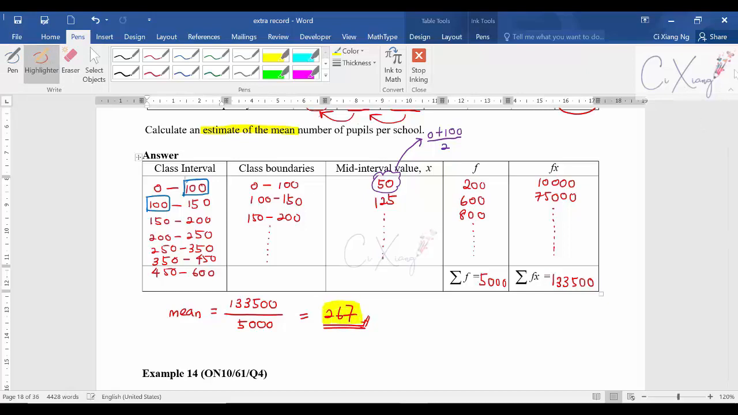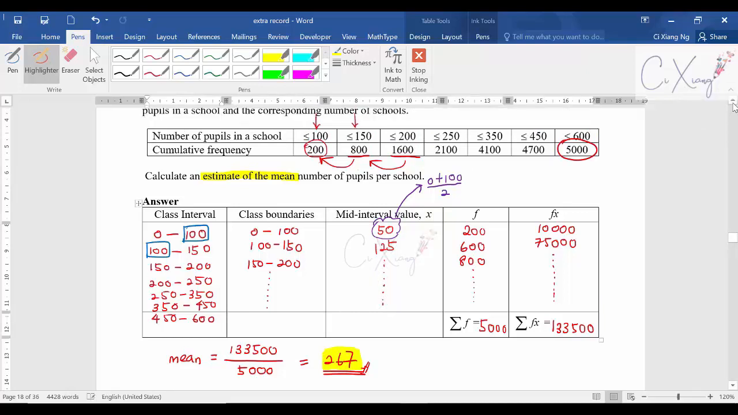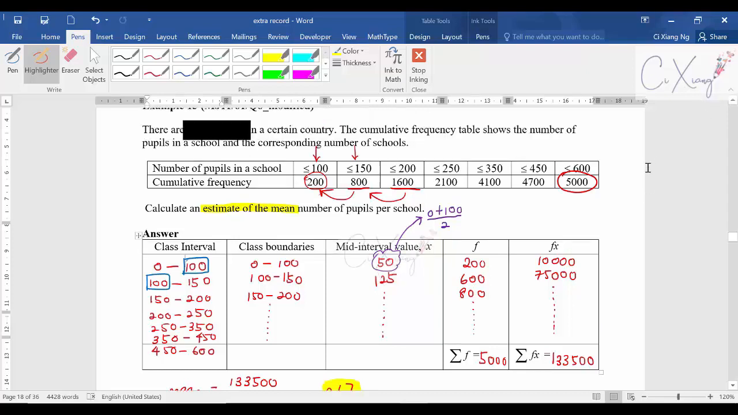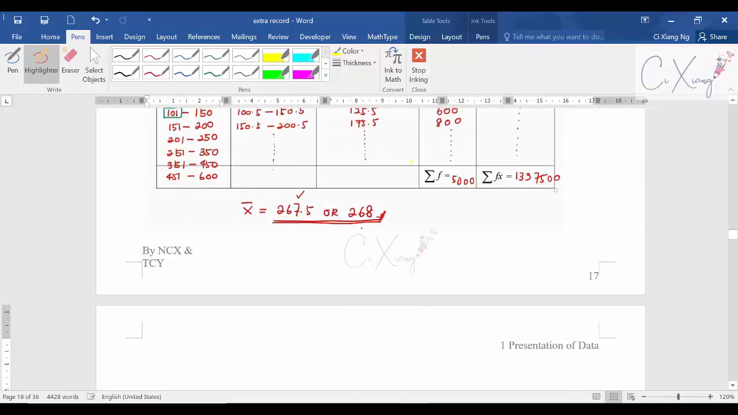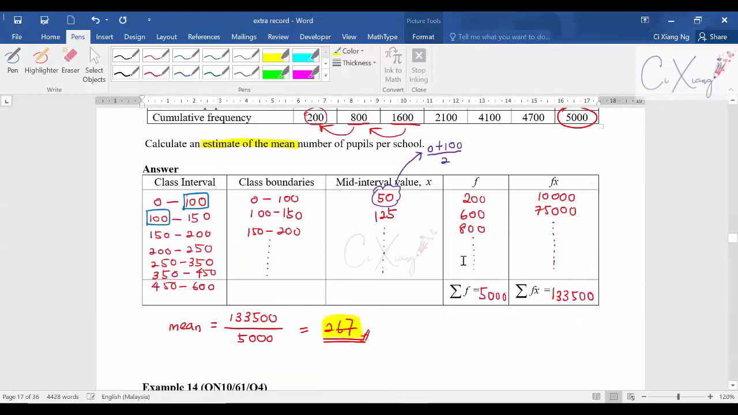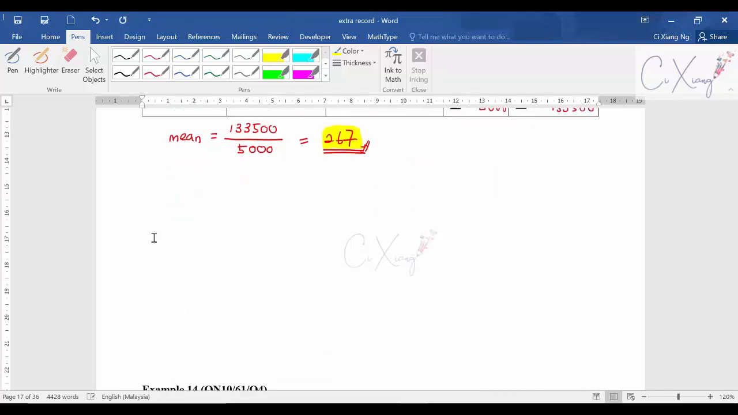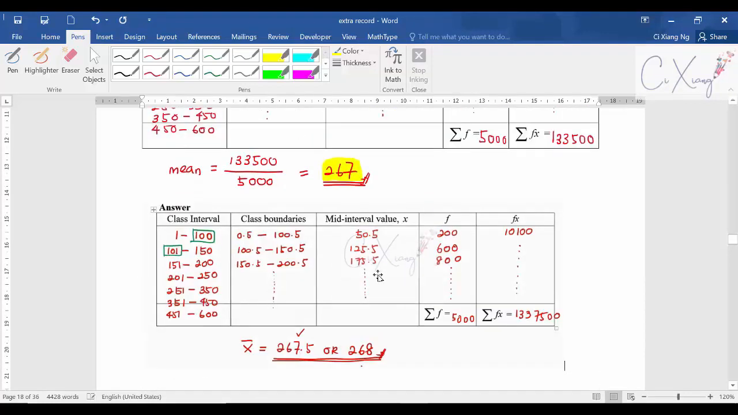All right, so this is what we have for example 13. Now I want you to try to compare example 13 and example 12. For example 12, maybe I can copy down the answer here to let you compare them. Okay, so this is the example 12 answer.